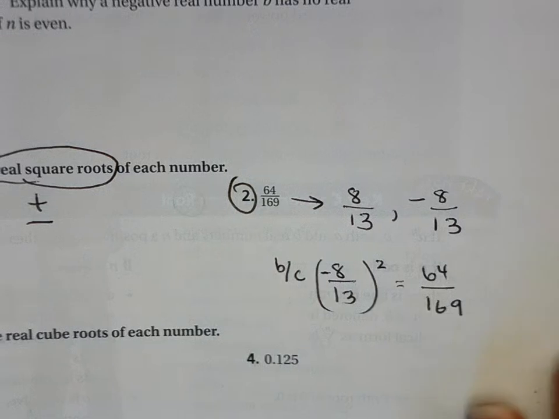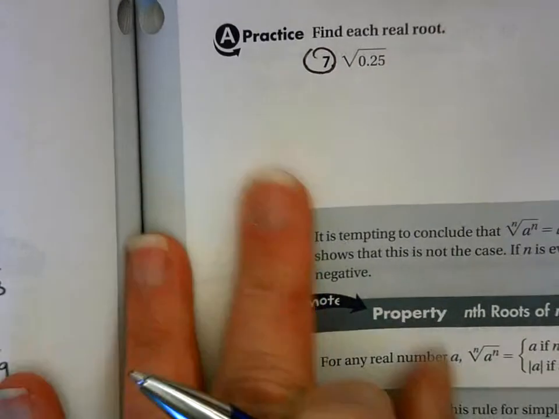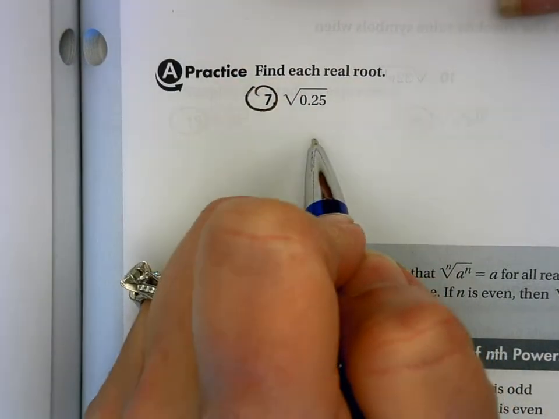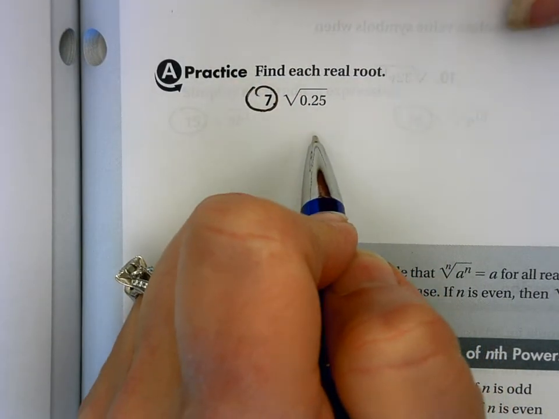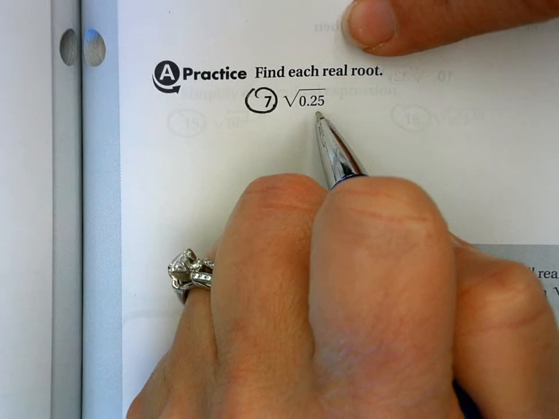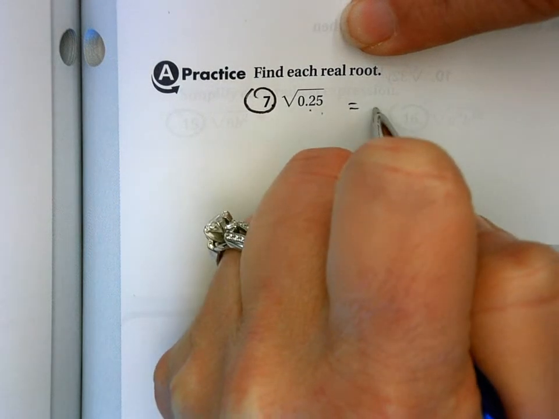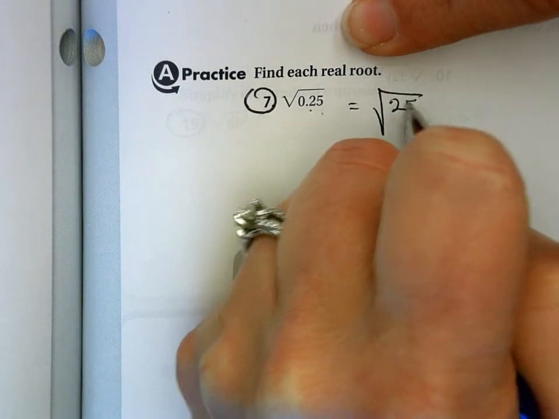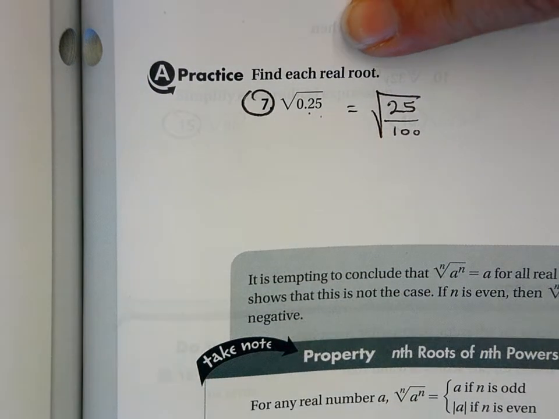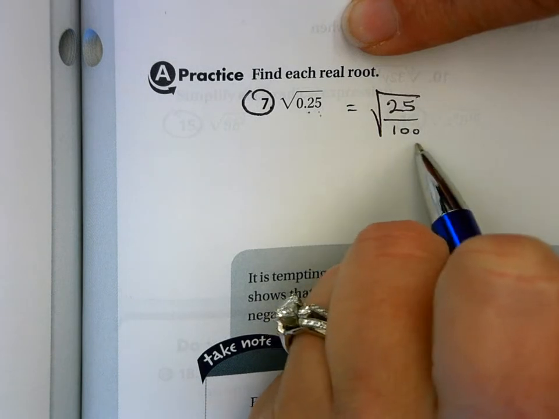Okay. And then question number 7, find the real root. So this requires us to remember from our science days and elementary school days our place value. So this is the tenths and this is the hundredths. So this is the same thing as 25 over 100. So the square root of 25 over 100, because this is 2 decimal places, so over 100.